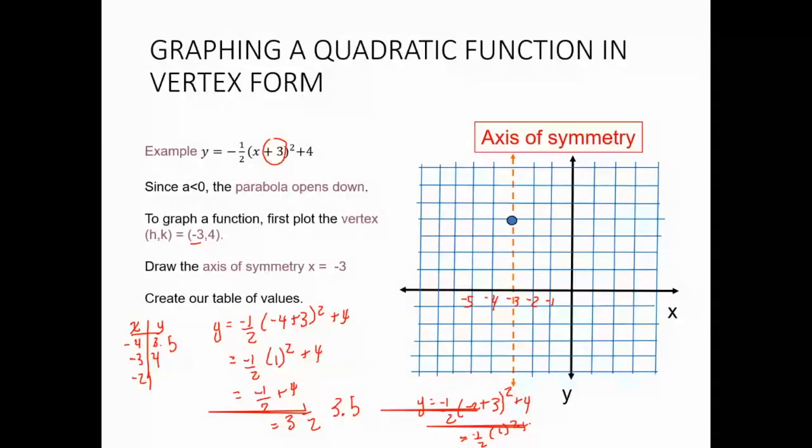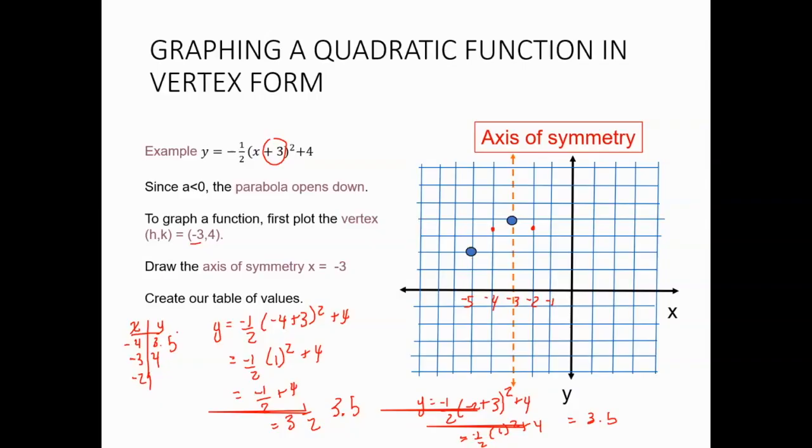So we get 1 squared plus 4. So I get negative 1/2 plus 4. So I get 3.5 again. So we have our negative 4 and 3.5, and negative 2 and 3.5, right here. And then I also went ahead and did negative 5.